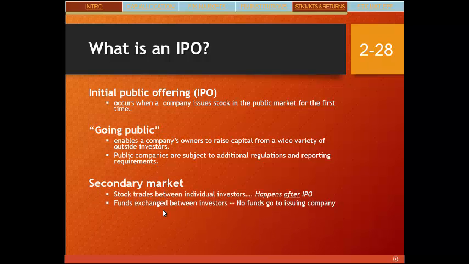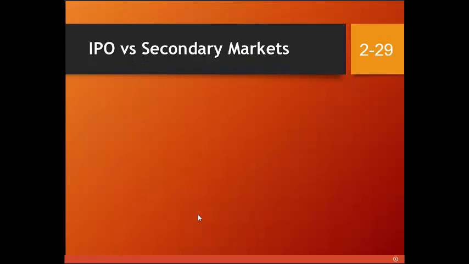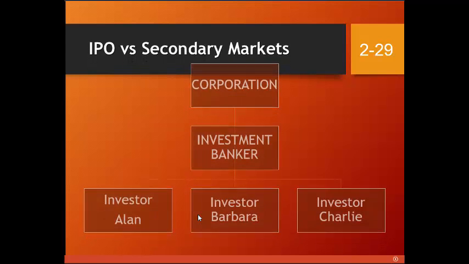The secondary market, as a reminder, happens after the IPO and represents stock trades between individual investors. Funds are exchanged between individual investors, and no funds go to the issuing company. Let's distinguish IPOs from secondary markets a little bit further.